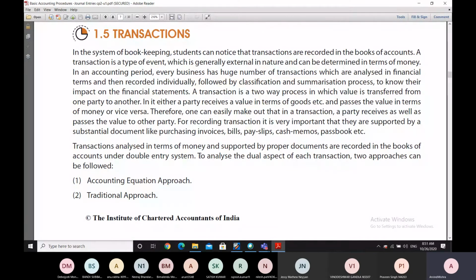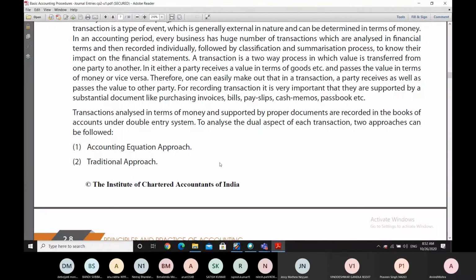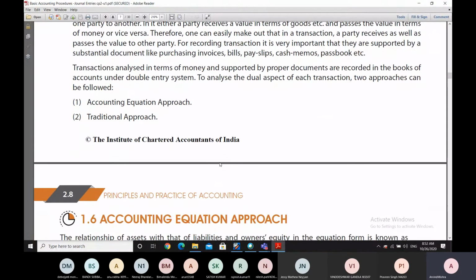So first thing that we do is that we convert the transaction in terms of money, and while we are supported by proper documents, we record that transaction in the books of accounts under the double entry system. So in the double entry system, as we have seen, the two accounts are affected by every transaction. To analyze the dual aspect of every transaction, we use two approaches. One is the accounting equation approach, other is the traditional approach.